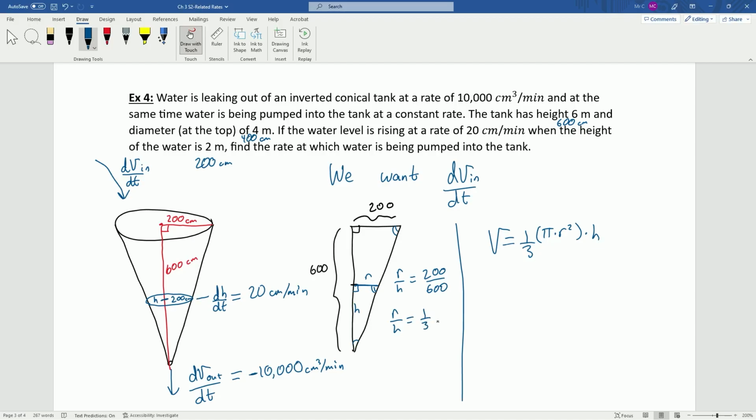This allows me to substitute one of my variables in place of the other. Now, since I already know what dH/dt is, I'd like to write this whole volume function in terms of H. So I need to replace R. I'm going to rewrite R as H over 3. Now I can plug that in, and my volume becomes 1/3 pi times (H over 3) squared times H. And now we just do a little bit of cleanup. This becomes pi H cubed over 3 times 3 squared, which is 27.